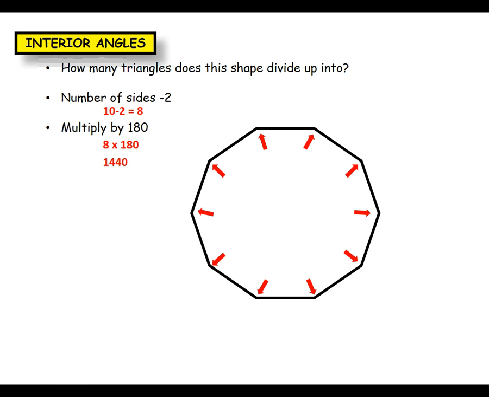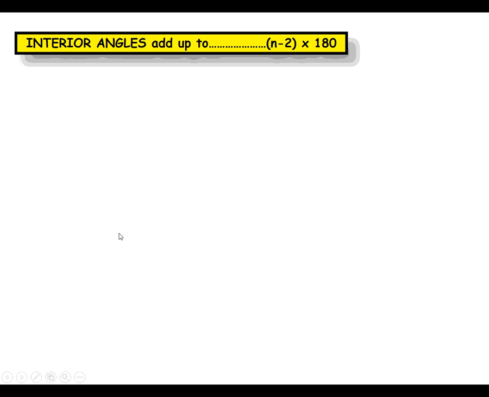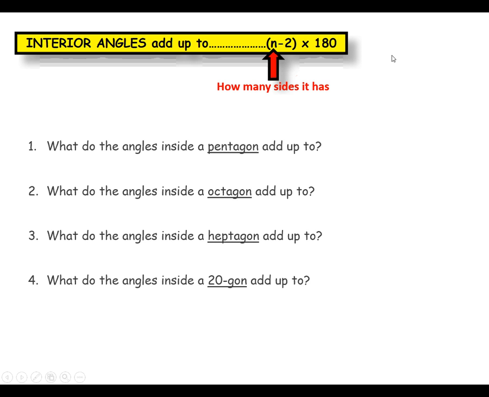8 times 180 is 1,440. That's what these angles on the inside of the shape add up to. Take the number of sides, subtract 2, multiply by 180. We simplify that into a formula, n minus 2 times 180, where n is how many sides the shape has. So however many sides it has, subtract 2, and then multiply the result by 180. That's what the angles add up to.